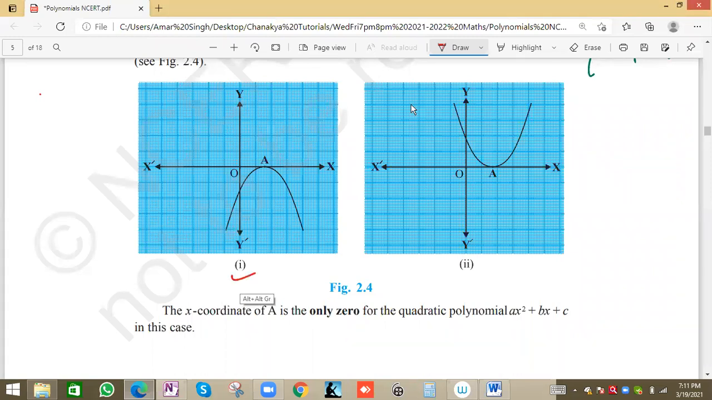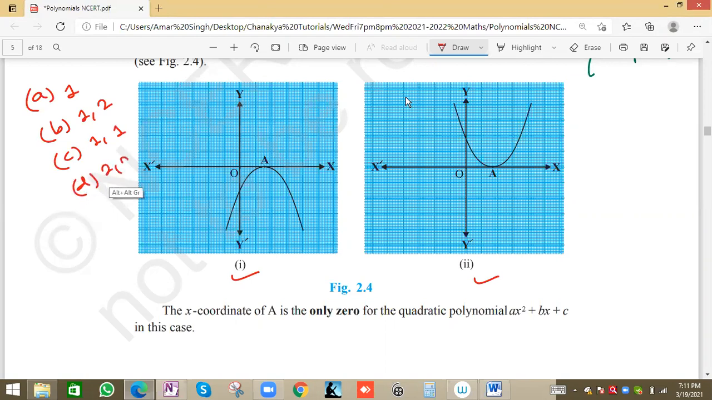First one is this question, then second one we'll see. For the first one, number of zeros will be 1 or 2? 1. Okay, number of zeros will be 1. Suppose let me put the options: option A, 1; option B, 2; option C, 1 comma 2; option D, 1 comma 1; option D, 2 comma 2.